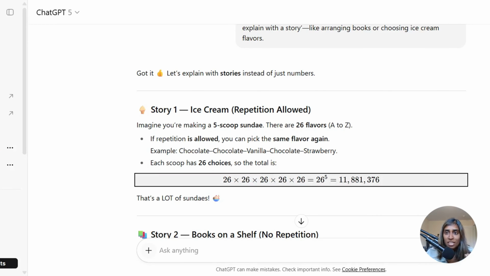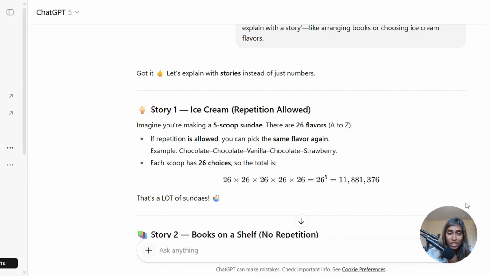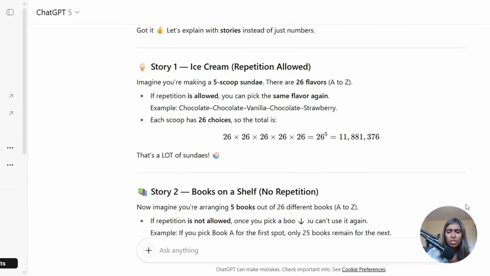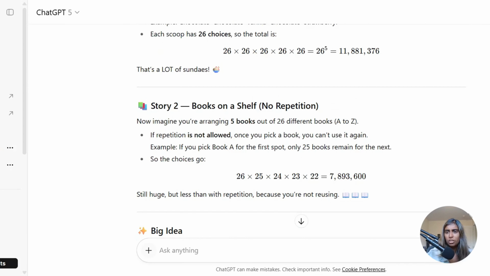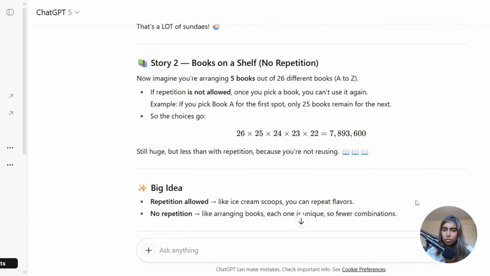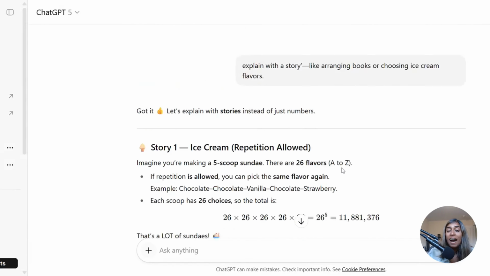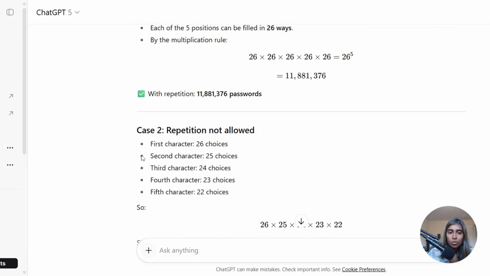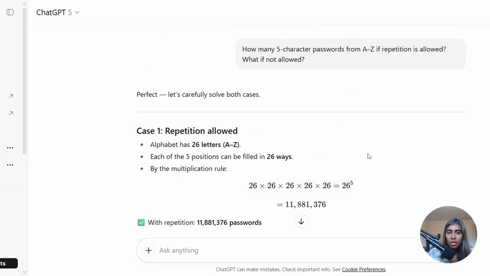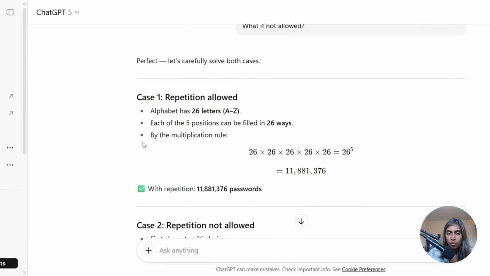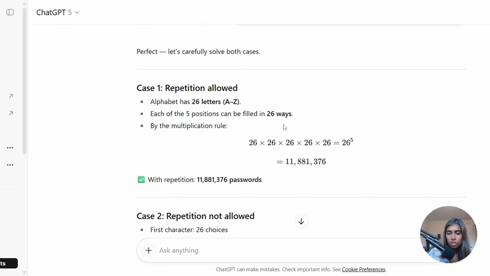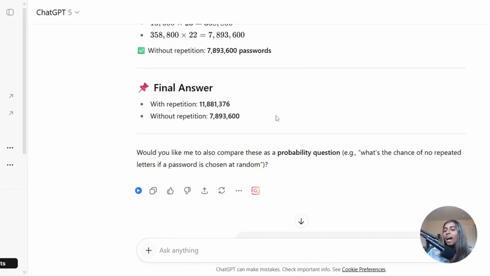I love this so, so much. I didn't have those stories when I was learning permutations and combinations, which is what we call that chapter at school, but that would have been a lot more fun, I will say. So again, asking it for a story. If this didn't quite make sense here, let's go back and see how it gave us the answer. Alphabet has, each of the positions can be filled. Yeah, it's fine.